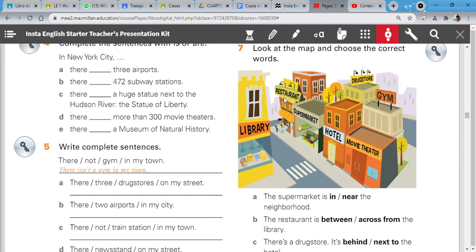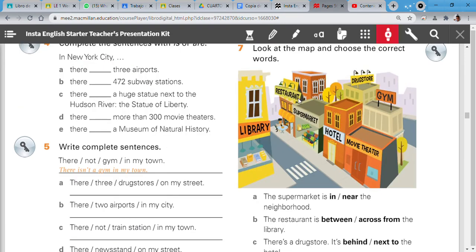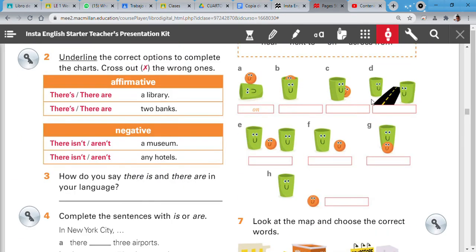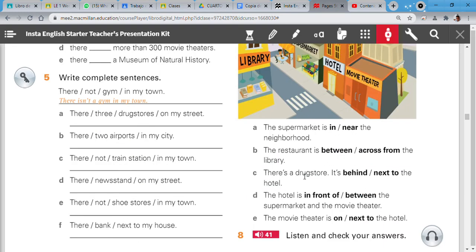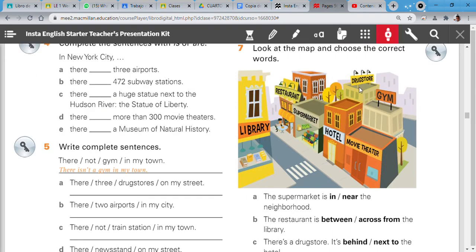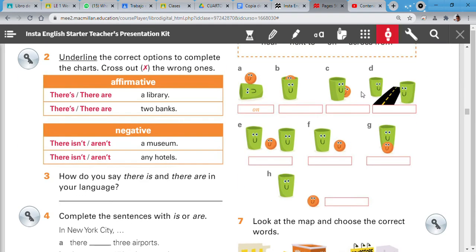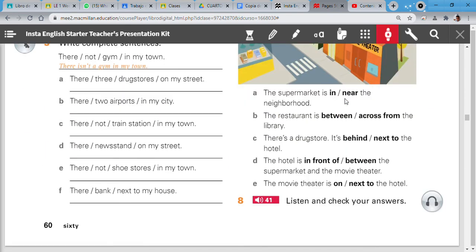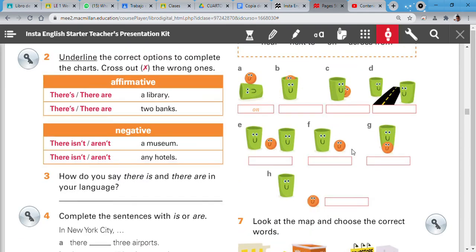Okay. The restaurant. The restaurant is between. Remember, between is like this, no? Between or across from the library. Across from. Perfect. The drugstore. Here, the drugstore is behind or next to the hotel. Behind. Can you remember behind? Because next to was this, no? What is that? Next to.